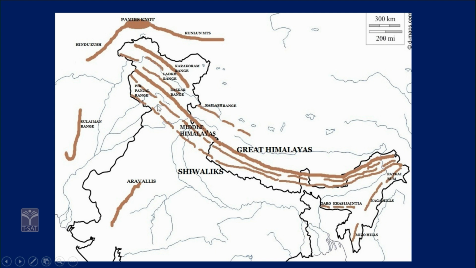Apart from these ranges, there are certain mountain ranges existing in the northwestern part of the Jammu and Kashmir region, like the Karakoram, Ladakh, Zaskar, and the Pir Panjals. There are certain ranges existing here, and this is known as the Pamir Knot, which connects different ranges in the world. It is an important area for objective-type questions, and it is located here.